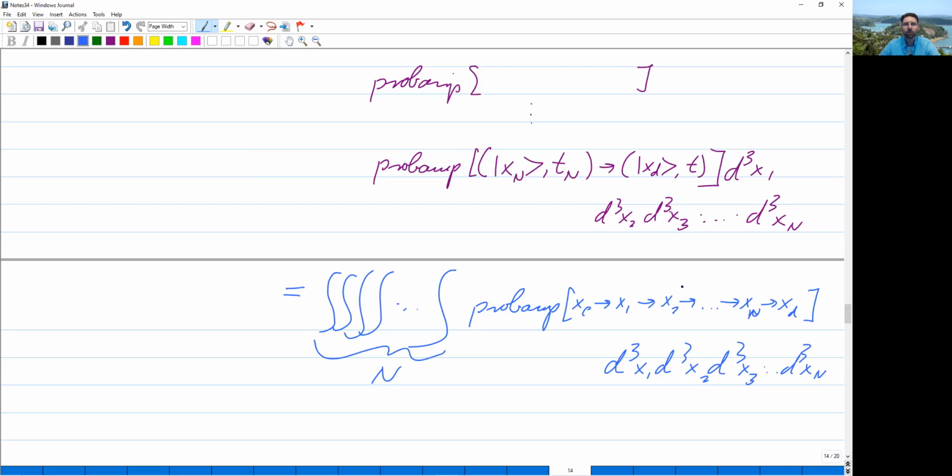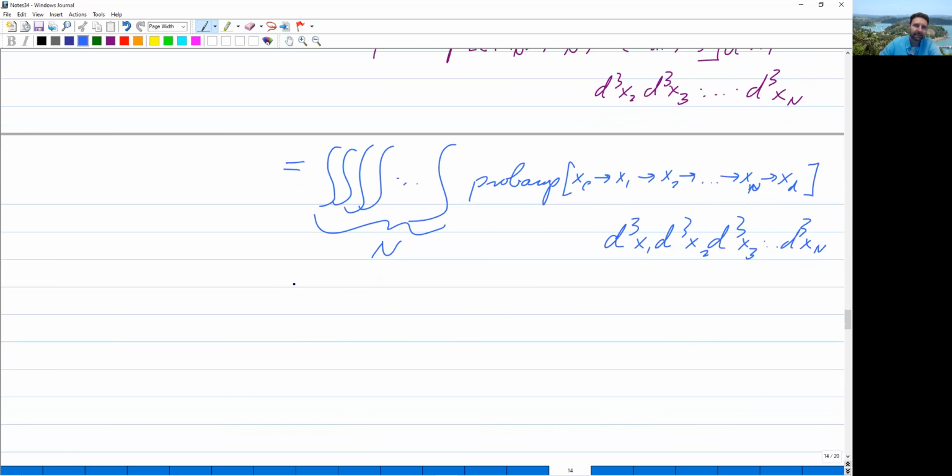You see what this is doing: this is the probability amplitude for our neon atom to take a path, namely to go from xe to x1 to x2 to xn to xt. So therefore, we can write this as the integral in a symbolic way. We can write this as the path integral over all paths.